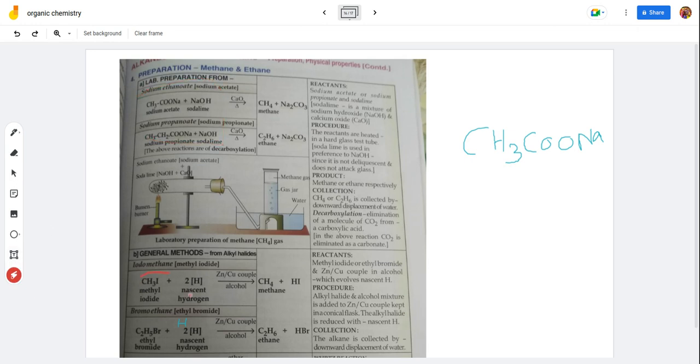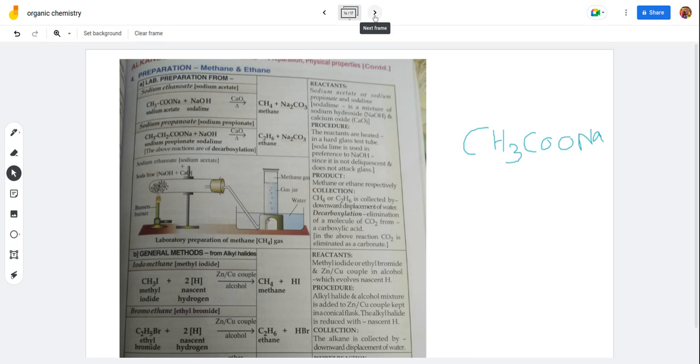Then the next method of preparation is you can prepare methane from methyl iodide, that is from the alkyl halide, and you have to know the reagent also. The reagent used here is zinc copper couple in alcohol, for ethane also. If you use this, it will evolve nascent hydrogen. So with this you can prepare methane and ethane respectively. So that's the preparation of methane.